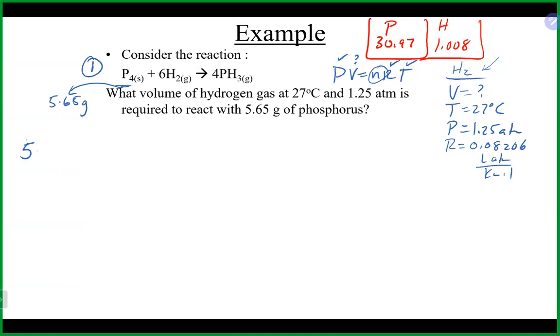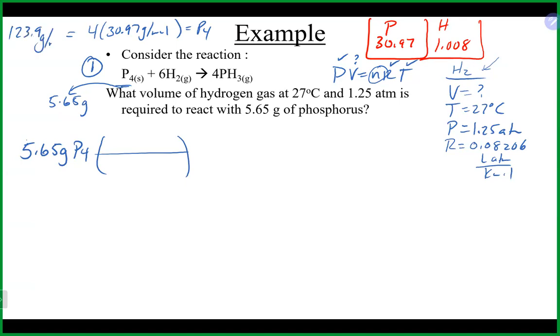We want to convert our P4 into moles, and we would go to the periodic table once again for P4 and do 4 times 30.97 grams per mole. That's going to get us 4 times 30.97, which looks like 123.9. We're going to use that as a conversion factor, so 123.9 grams on the bottom per mole of P4. The grams will cancel, and that's really our second step along our way.